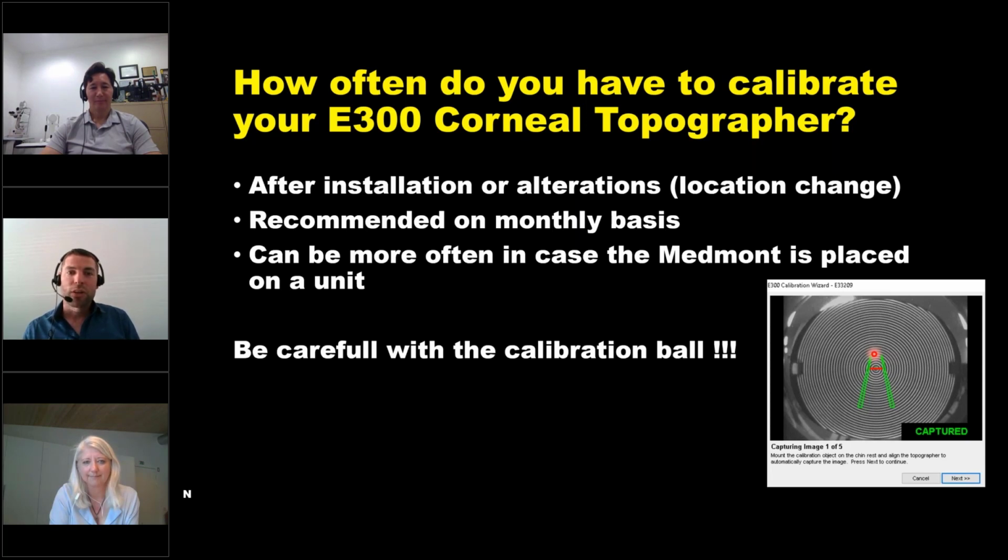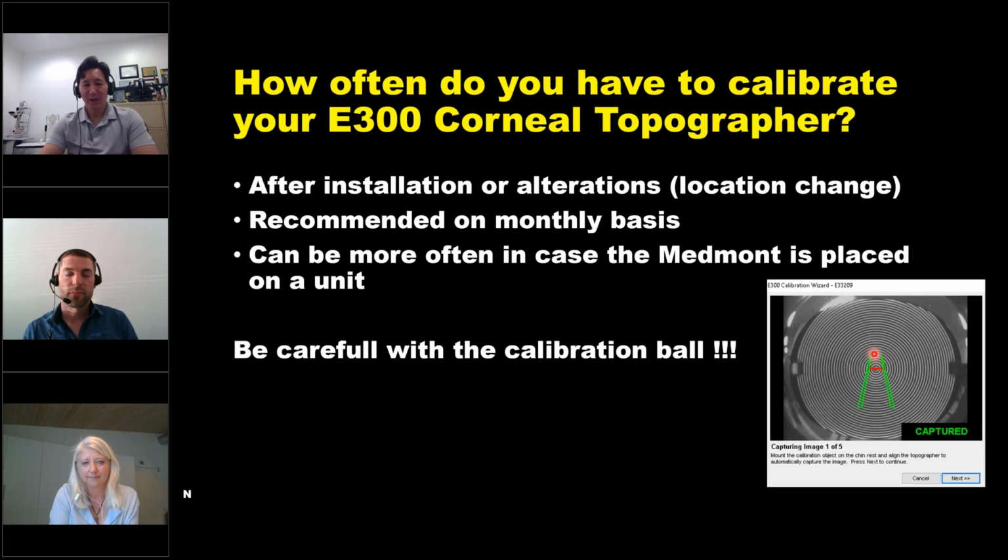One thing I would like to point your attention to as well is be careful with the calibration ball, because it's an essential part of your Medmont instrument. From the moment there are dents or scratches on it, it's lost, and you'll have to reorder a new one. So this is also something I would like to point out.